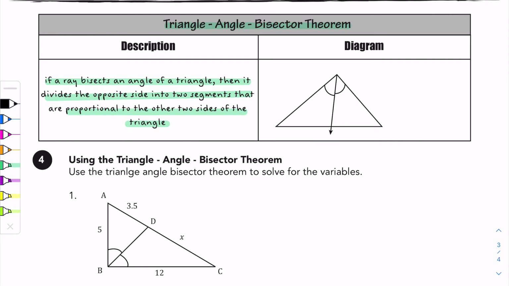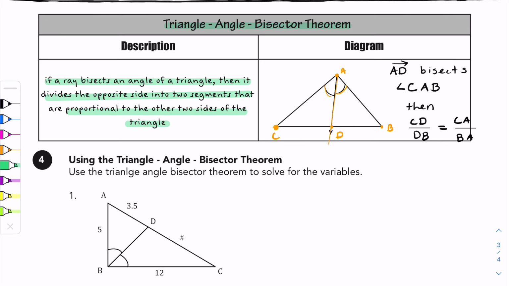If we look at this diagram and I label some points, if we know that AD is the bisector, that means it's dividing this angle into congruent angles. We can say ray AD bisects angle CAB. That's this angle here. If that happens, then we can say there's a proportion, which is CD over DB is equal to CA over BA.